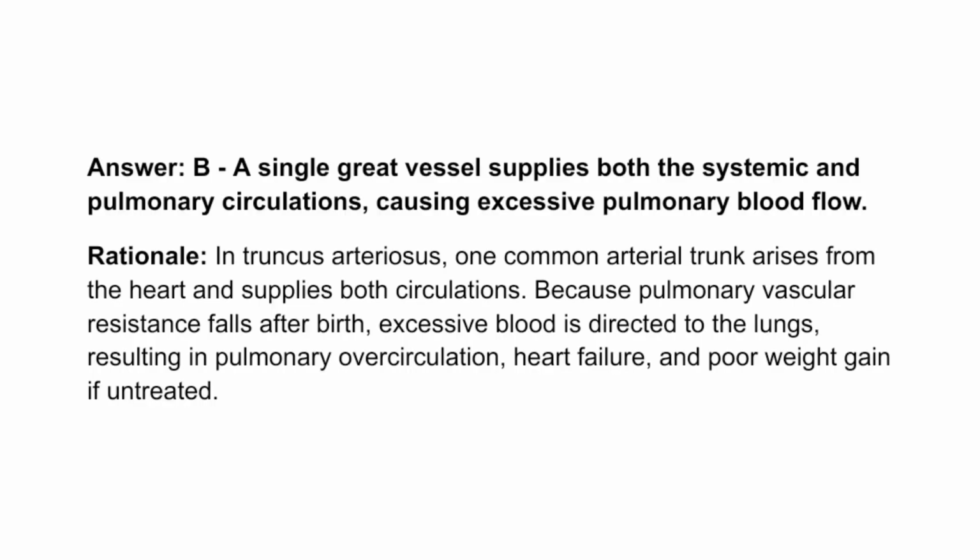Rationale. In truncus arteriosus, one common arterial trunk arises from the heart and supplies both circulations. Because pulmonary vascular resistance falls after birth, excessive blood is directed to the lungs, resulting in pulmonary overcirculation, heart failure, and poor weight gain if untreated.